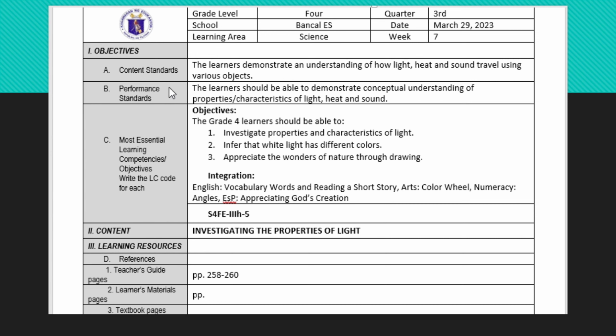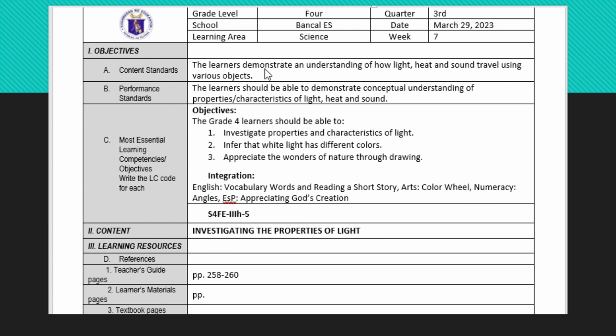So, itong content standards, performance standards, makikita po natin ito sa teacher's guide na ibinibigay po sa atin ng Department of Education. Para doon po sa mga beginning teachers na hindi alam kung saan kukunin yung content standards, nakalagay po ito doon po sa ating teacher's guide. Okay? So, in my topic, which is about investigating the properties of light, this is my content standards. So, the learners demonstrate an understanding of how light, heat, and sound travel using various objects. Parang siya yung pinaka-main goal na dapat ay makita ko doon sa mga learners ko.